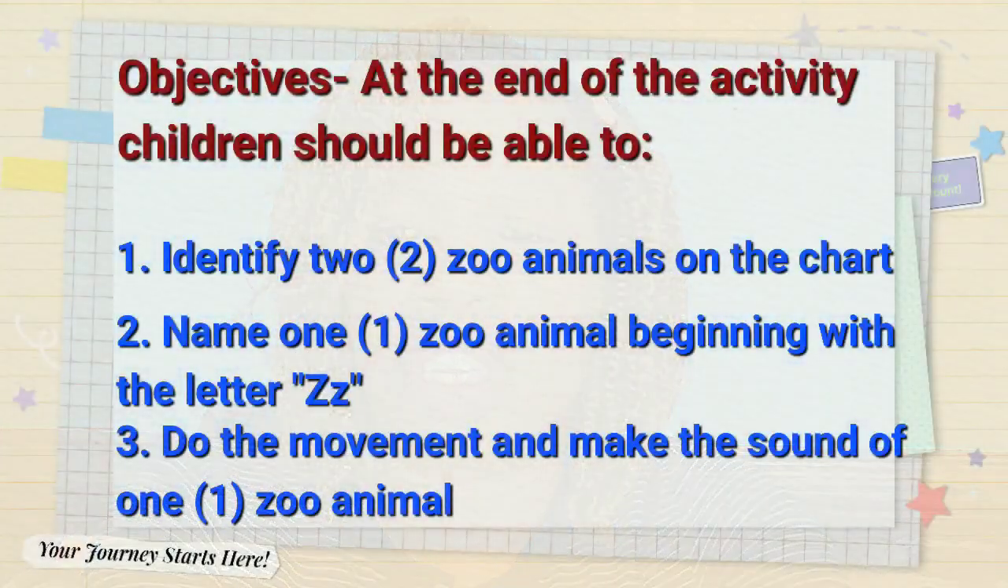If you see me glancing to the side, it means that I am reading because I had to type the plan. So I'm reading from my notes, okay? So objectives. Number 1, identify 2 zoo animals on the animal chart. Number 2, name 1 zoo animal beginning with the letter Z. Number 3, do the movement and make the sound of 1 zoo animal.